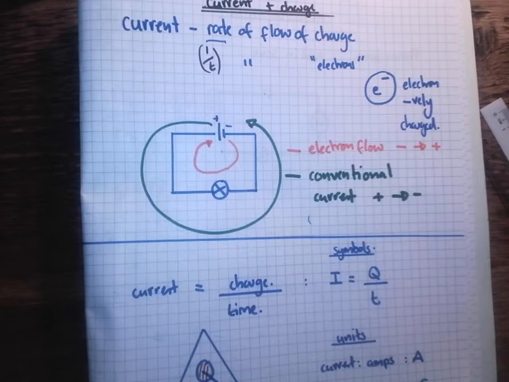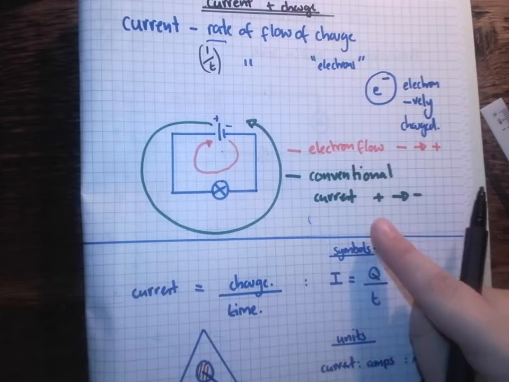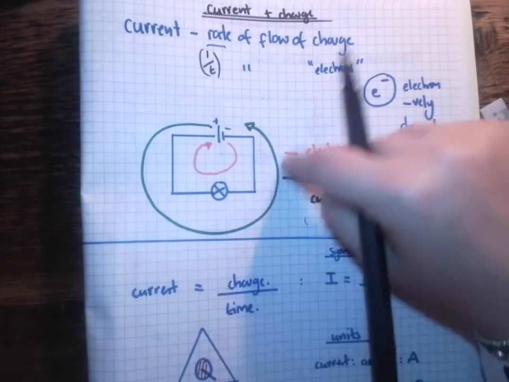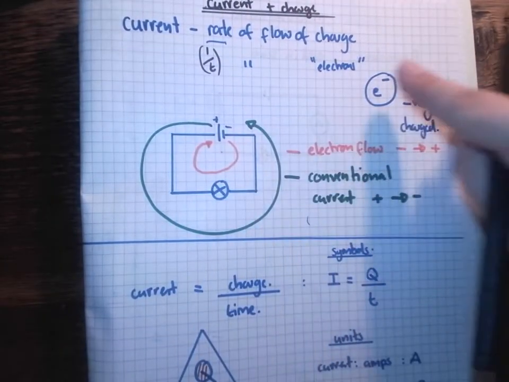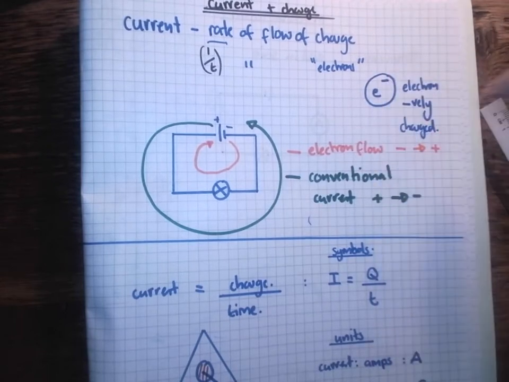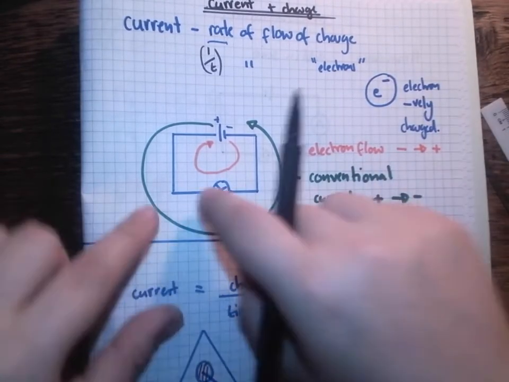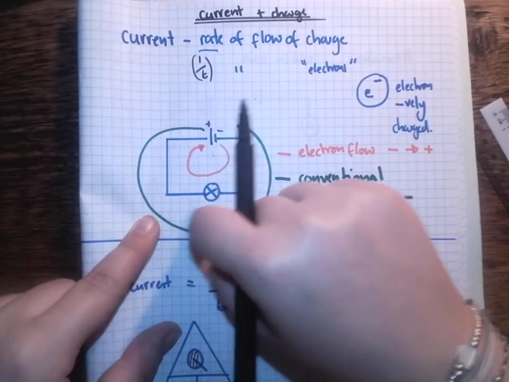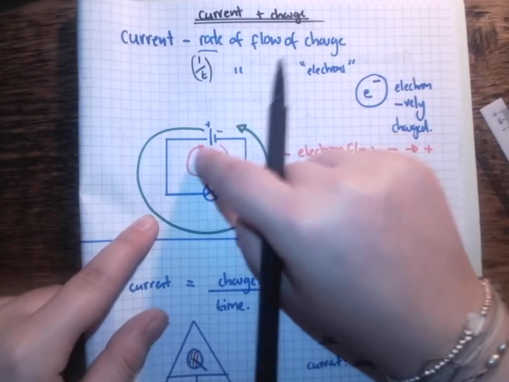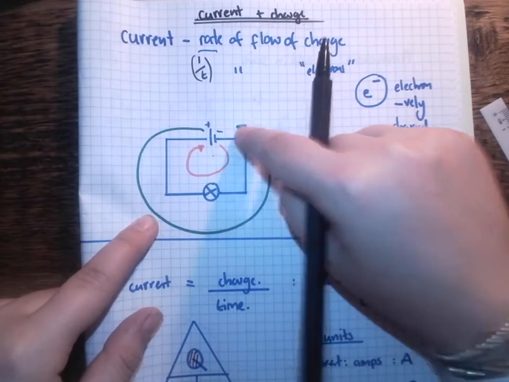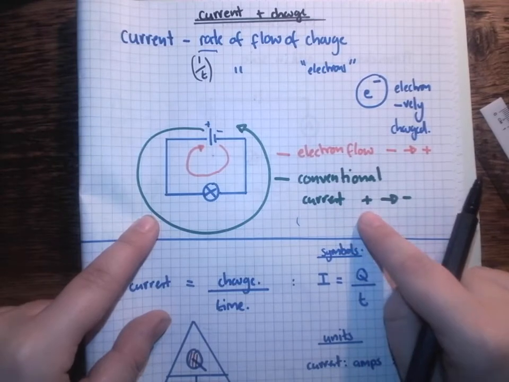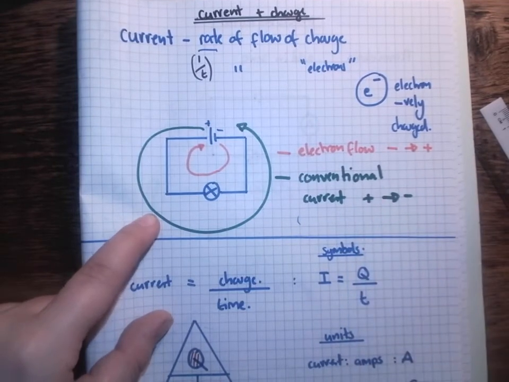In this case, we talk about conventional current. Conventional current dates from before they knew anything about electrons, and they always said that current went from positive to negative. They knew that something was flowing through there, and that's what we call conventional current. So conventional current is positive through to negative.